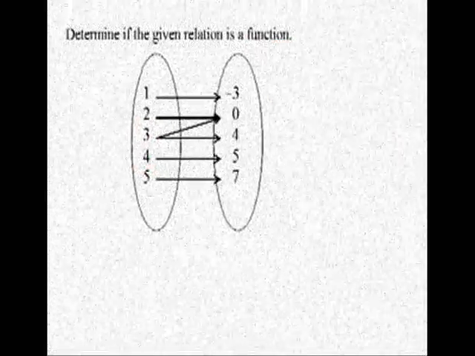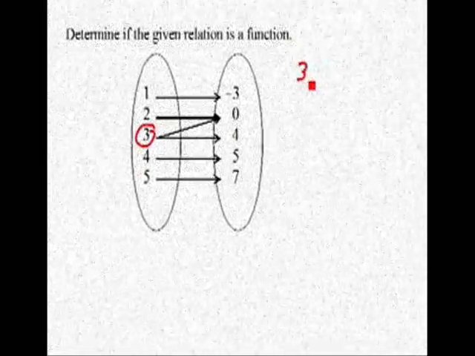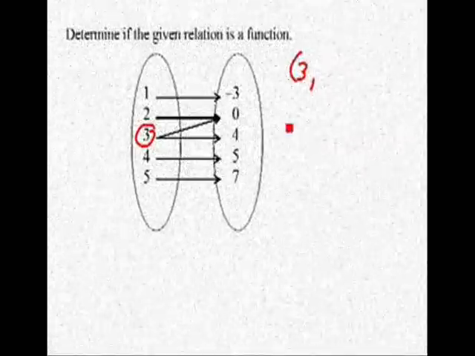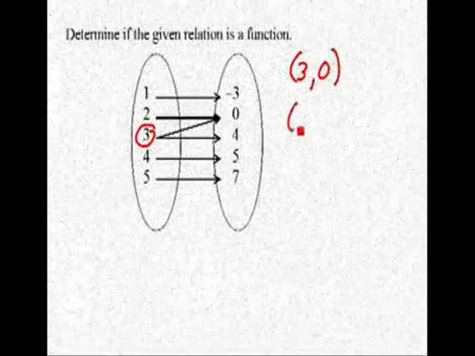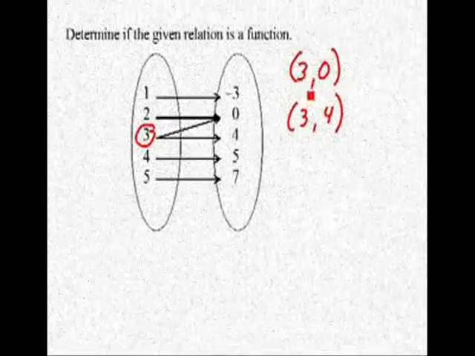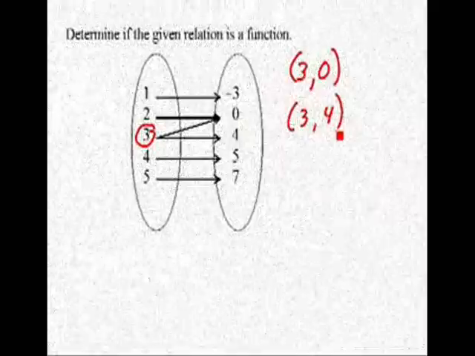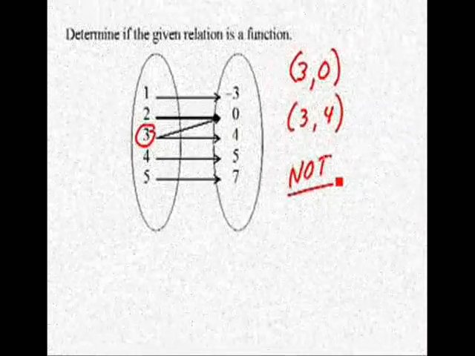In this example, we notice that for the domain value of 3, we have two range values, 0 and 4. Since this x value has two y values, this is not a function.